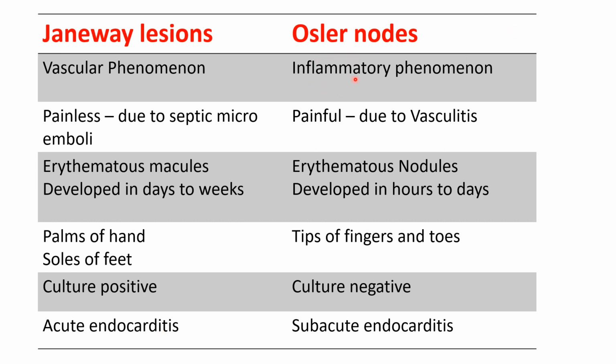Osler nodes are an inflammatory phenomenon due to vasculitis, because of immune complex deposition and inflammation of the blood vessels in these patients, which leads to nodule formation, which is painful. These are erythematous nodules. Remember, this develops within hours to days and is normally seen in the tips of the fingers and toes. Because it is an inflammatory or immune complex reaction, in most cases patients with Osler nodes are blood culture negative, and they present during the subacute endocarditis stages.